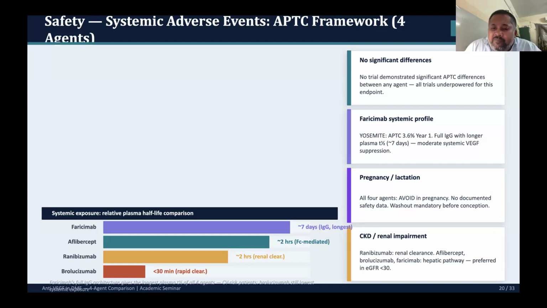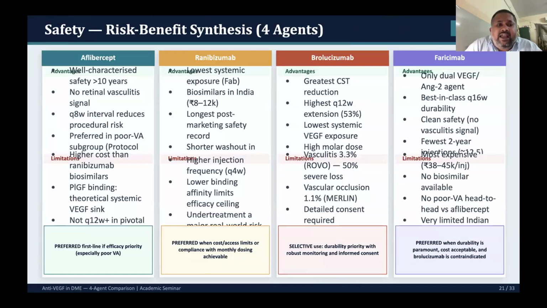So for pregnancy and lactation, all agents, of course, are to be avoided. There's no documented safety data. Washout mandatory before conception.